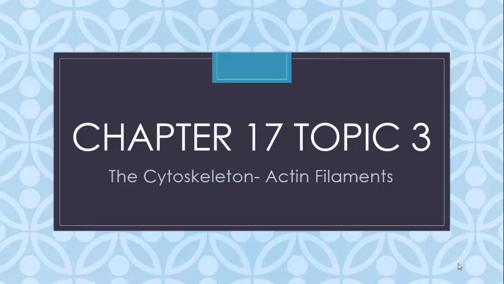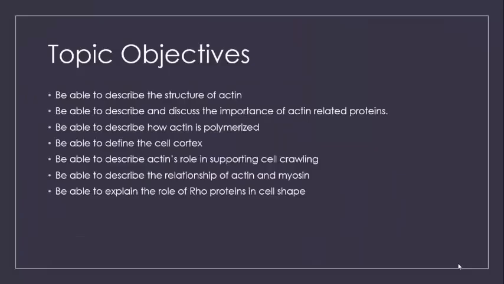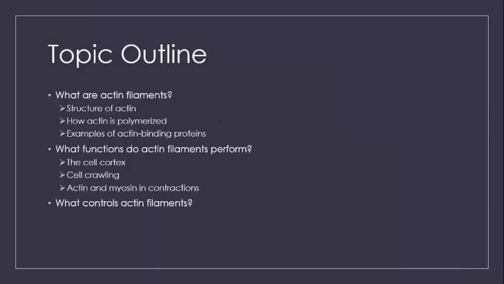This topic lecture covers one of the three main structures of the cytoskeleton, the actin filaments. Here are the topic objectives for this lecture. In this lecture, we are going to cover the basics. What are actin filaments? What functions do actin filaments perform? And lastly, what controls actin filaments?